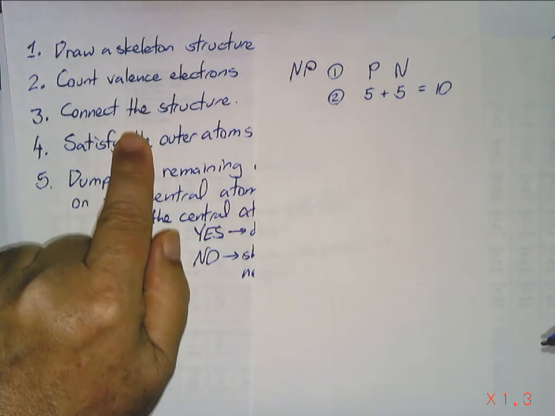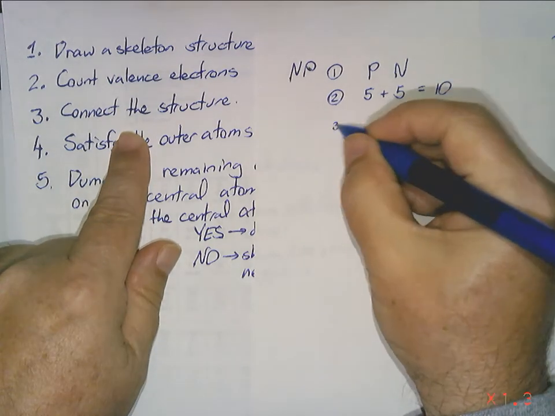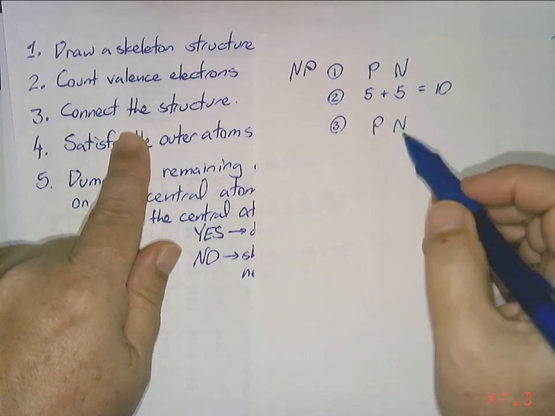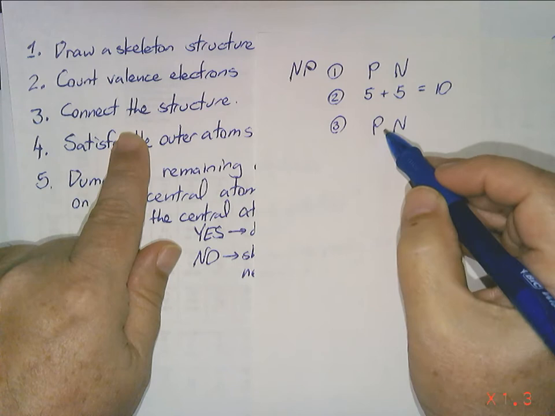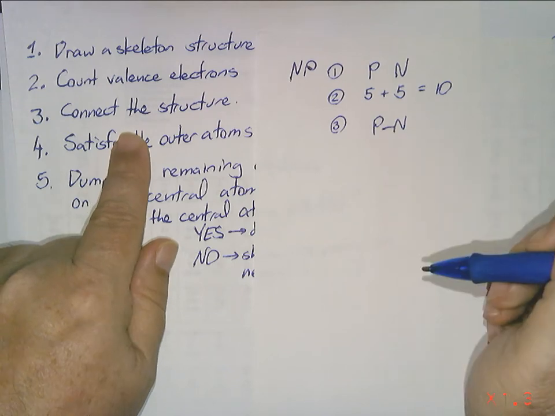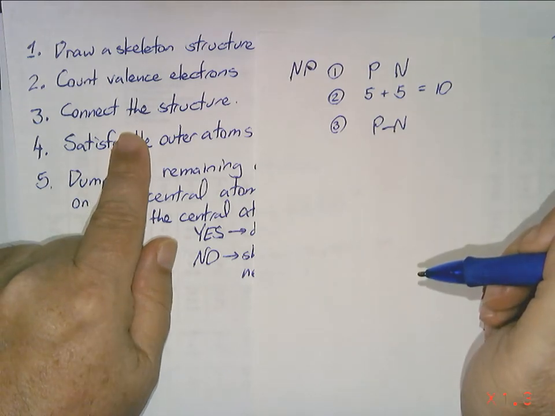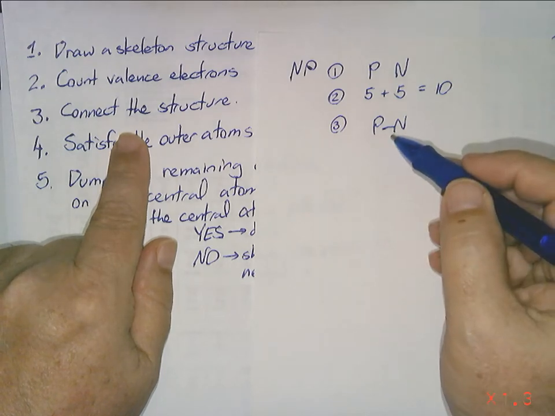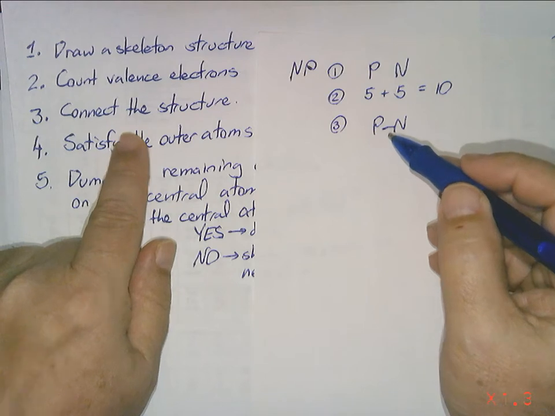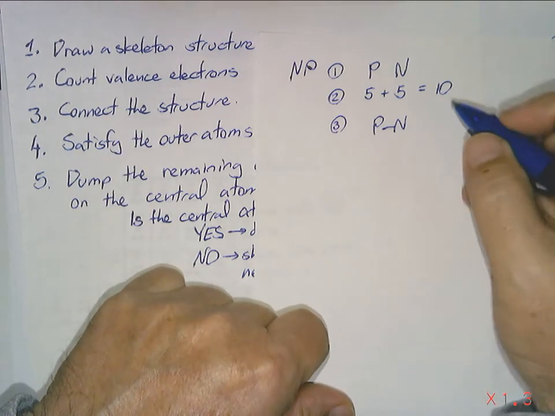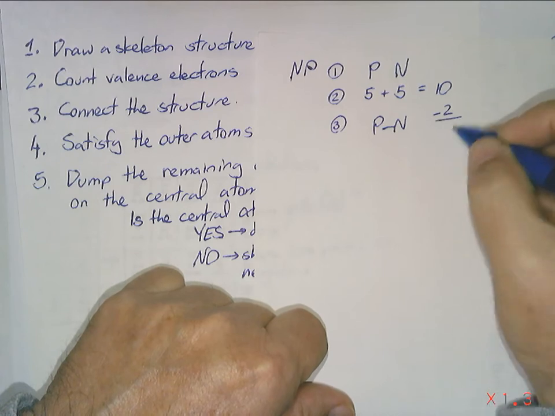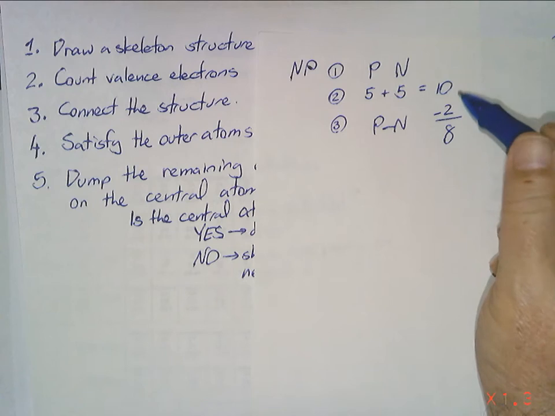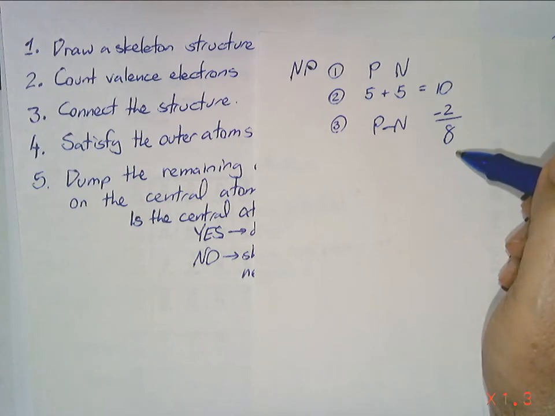Okay, the next thing I do in step 3 is connect the structure. And that means take my skeleton structure and draw bonds between the central atom and the outside atoms. So there's a bond. Now, that cost me a little bit though. How many electrons did I use up there? If you said 2, that's correct. Every time you draw a stick, that's 2 electrons. So now I have 8 electrons left. As I'm building this Lewis structure, I'm going to be bookkeeping how many electrons I've got left to play.